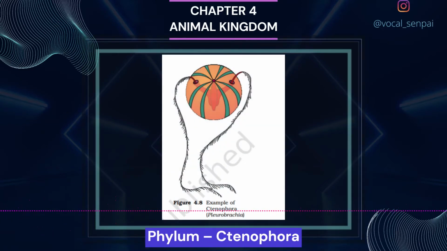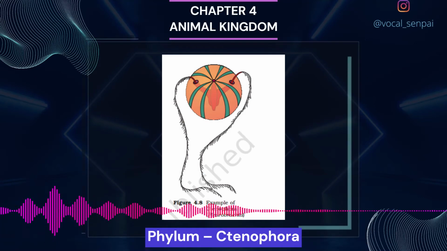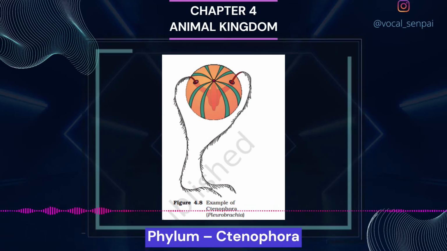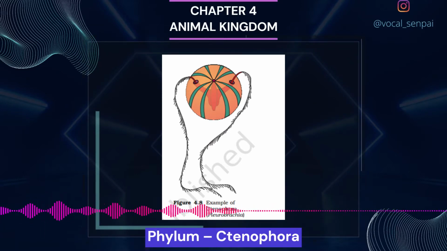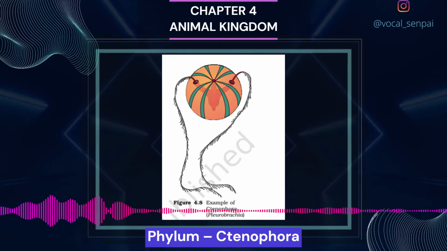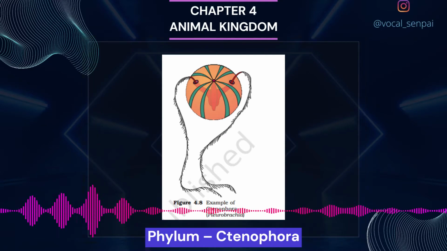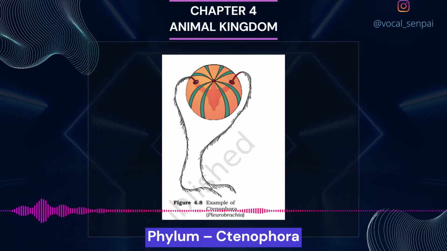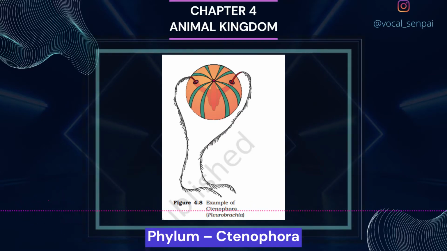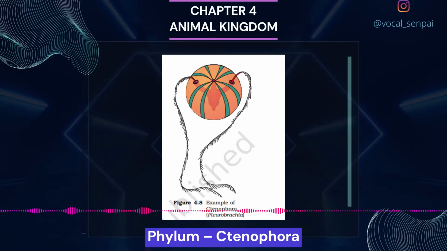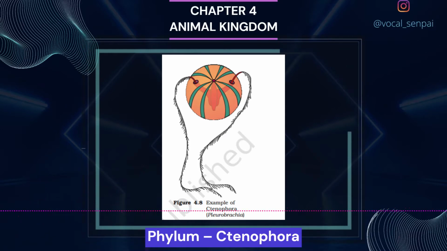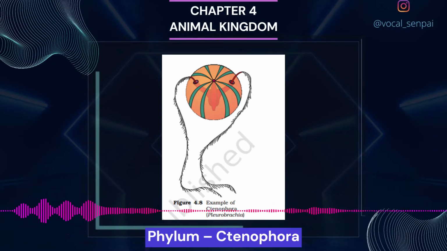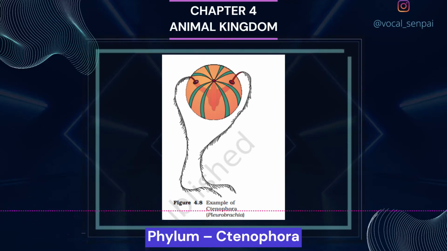Phylum Ctenophora. Ctenophores, commonly known as sea walnuts or comb jellies, are exclusively marine, radially symmetrical, diploblastic organisms with tissue level of organization. The body bears 8 external rows of ciliated comb plates, which help in locomotion. Figure 4.8. Digestion is both extracellular and intracellular. Bioluminescence, the property of a living organism to emit light, is well marked in ctenophores.